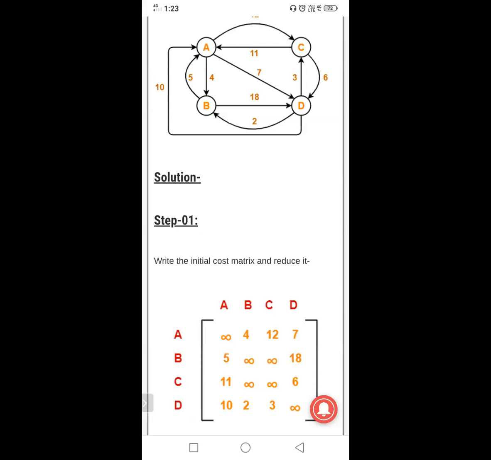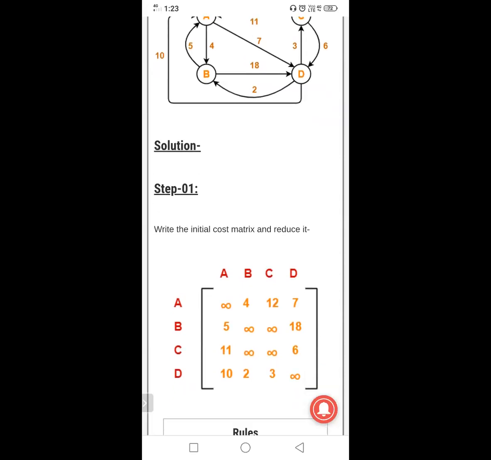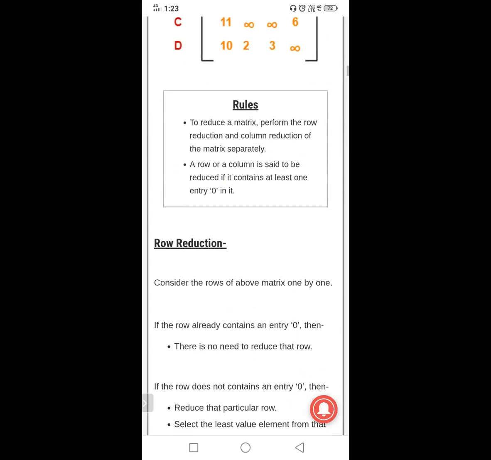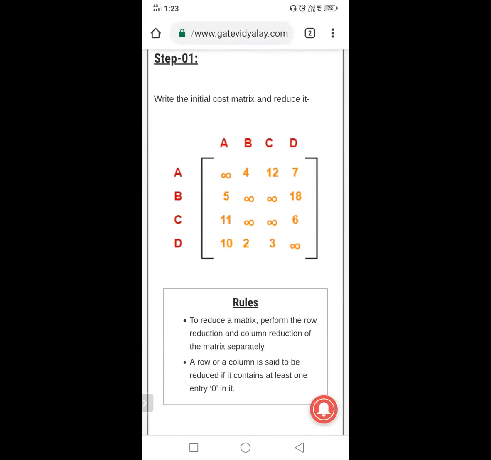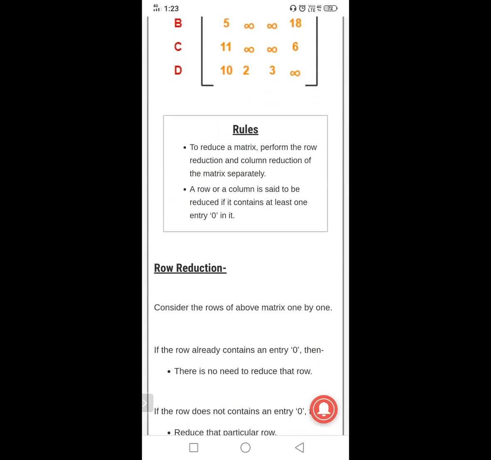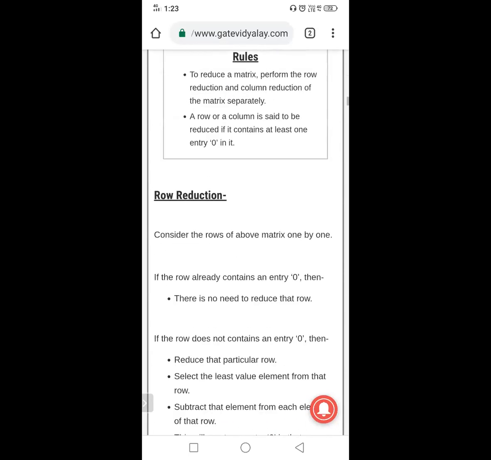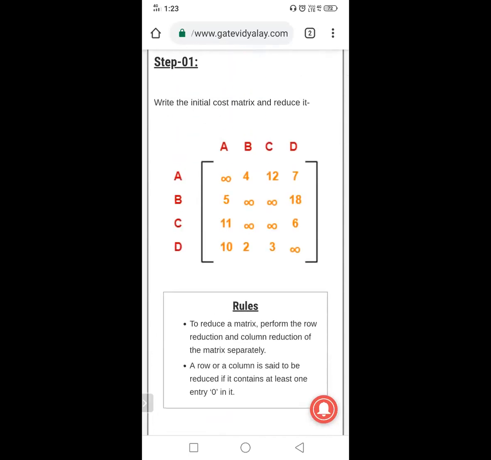Here from B, B to D is there, and B to A is 5. B to B there is no path, and B to C also no path. So if there is an edge, you write that cost, otherwise just put infinity. After constructing the graph, we perform row reduction, then column reduction. In the row reduction, the minimum number in this row is 4.